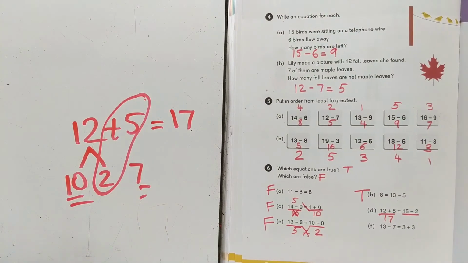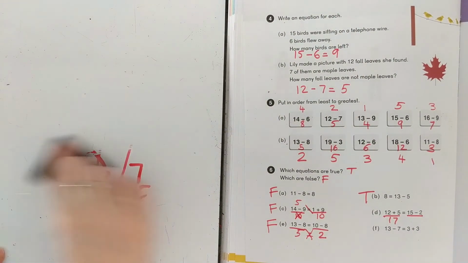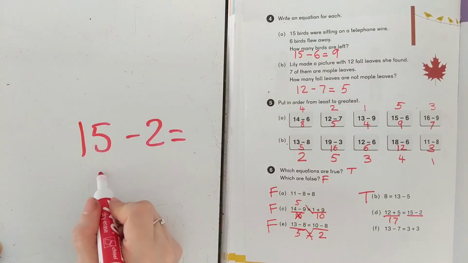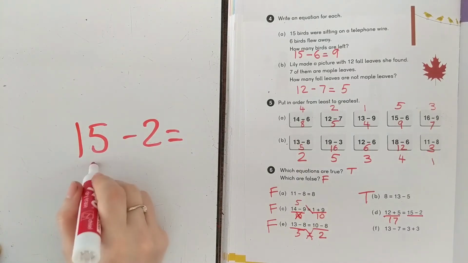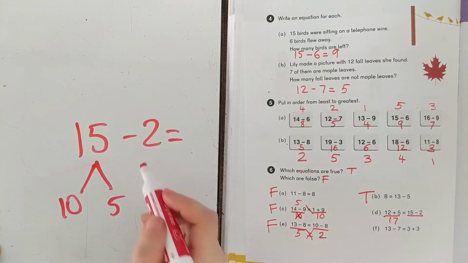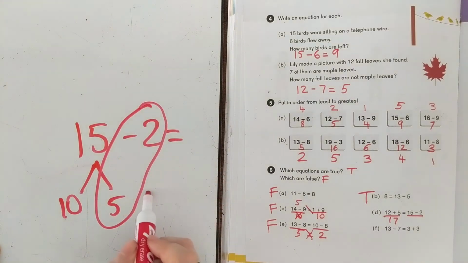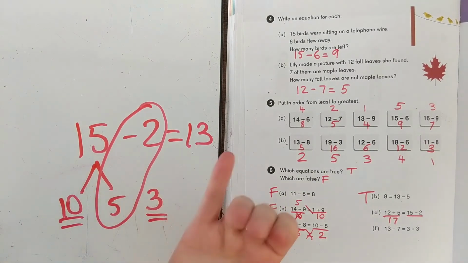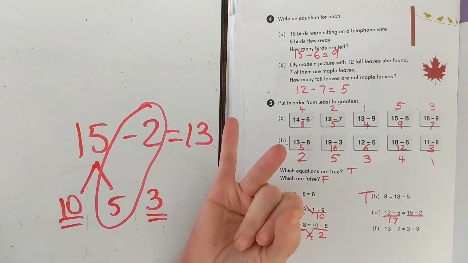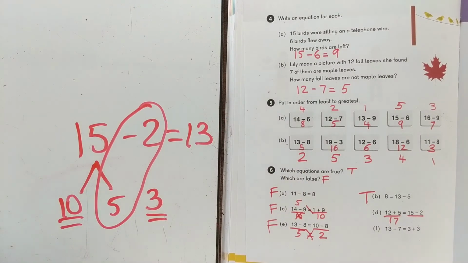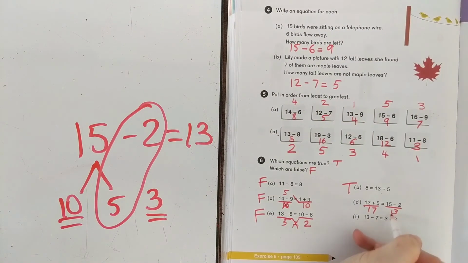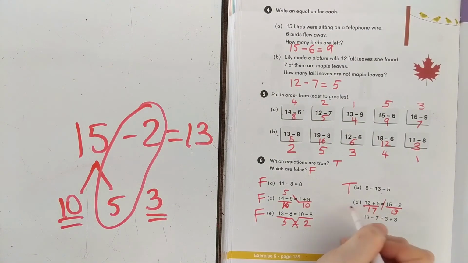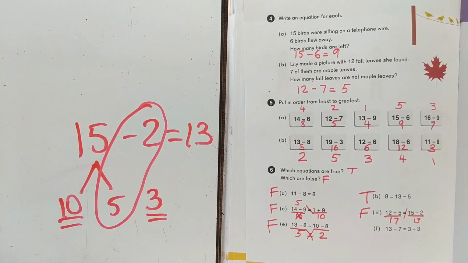So we're going to write 17 under that one. And now we're going to solve the other side. 15 minus 2. Inside of the 15, sorry about that, there is a 10 and a 5. Let's take away 5 minus 2 is 3. Add those leftovers. 10 plus 3 is 13. Or you could have counted backwards. 15, in my head, take 2 away. 15, 14, 13. Okay? Let's write our 13. Is 17 equal to 13? Nope. We're going to put F for false.